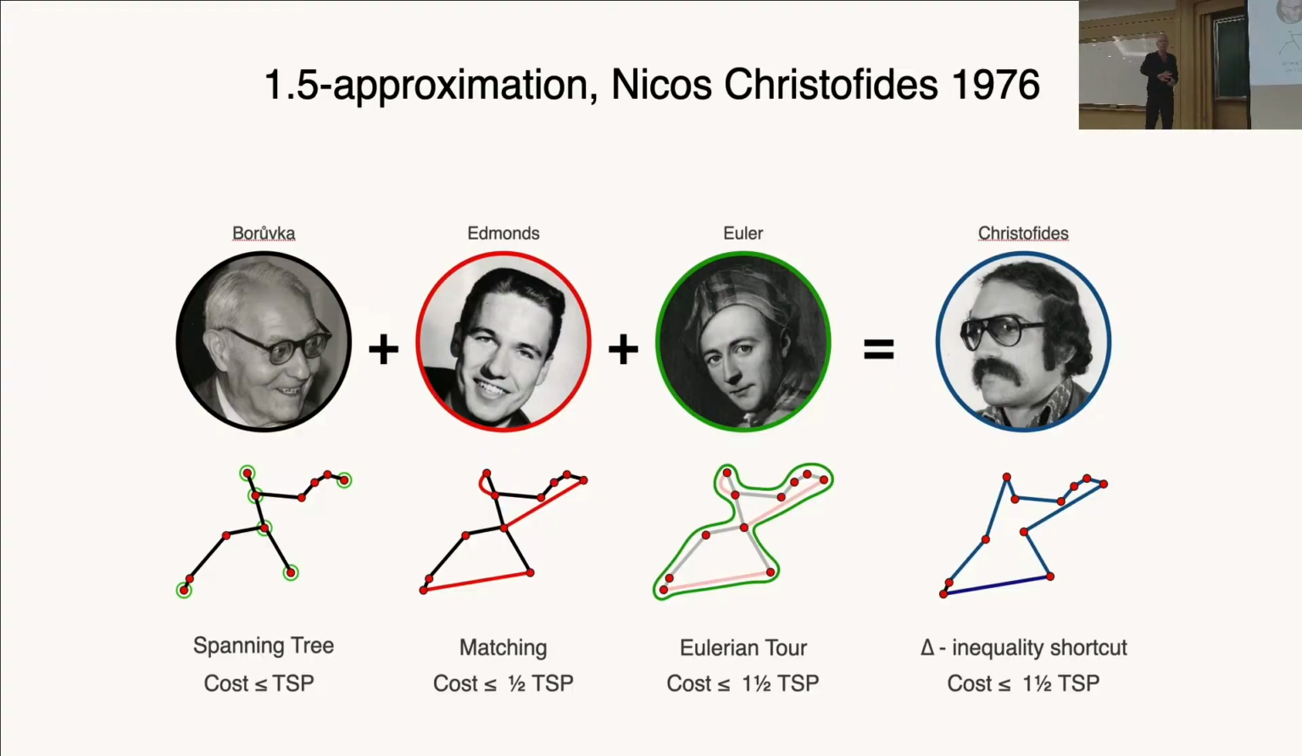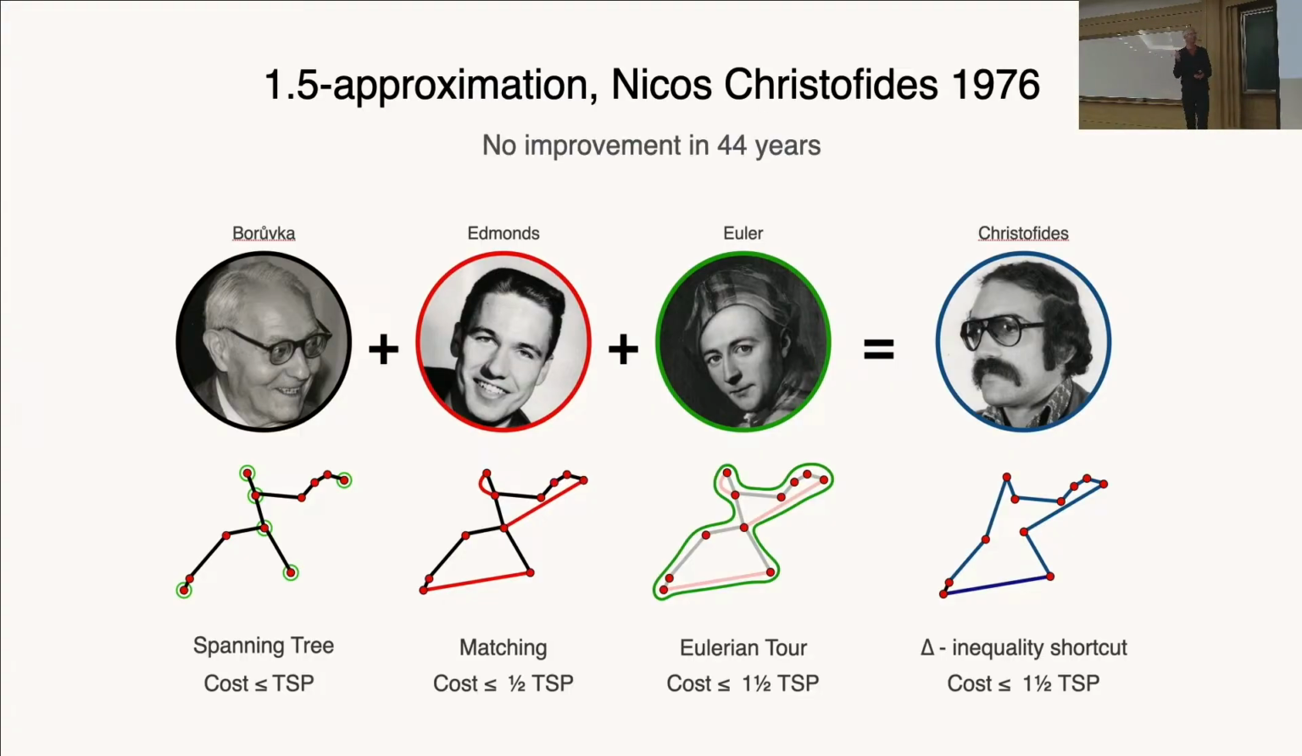With that, you can find a tour by first connecting the points in a tree, then using matching to pair up odd nodes in the tree. You get an Eulerian graph that then gives you a tour, and that gives you a 1.5 approximation. This is due to Nicos Christofides. Like Bellman-Held-Karp, this stood the test of time. There's been no improvement in 44 years.